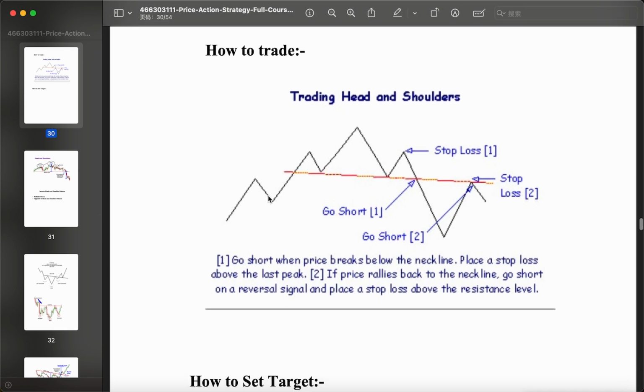So how to trade? This is a typical head and shoulders pattern. We will put the stop loss on the third peak, which is the right shoulder. And then after the price breaks the neckline, we will go short the market. And then after the price bounces back to the neckline, that's the time when we short another time.